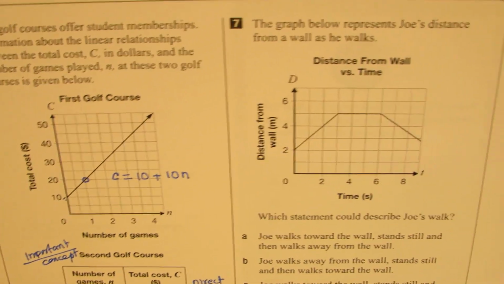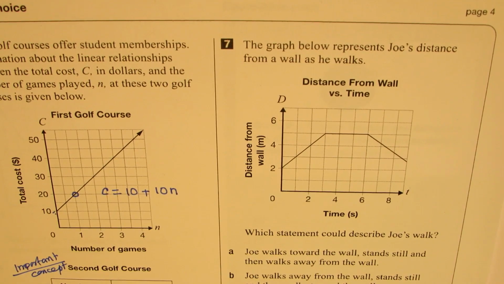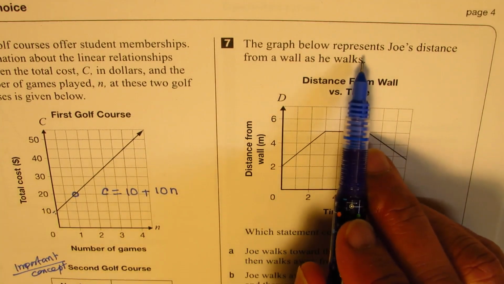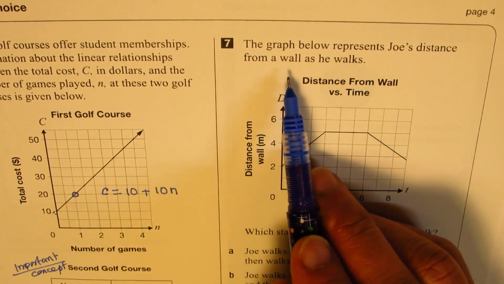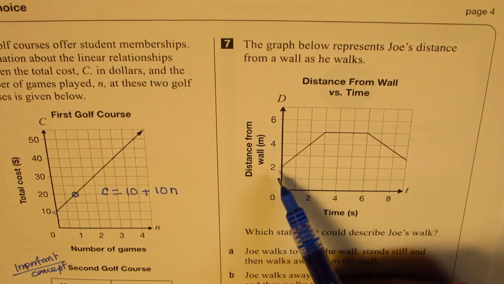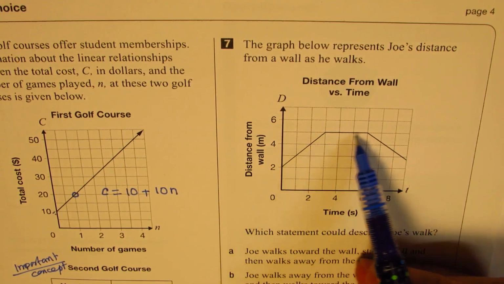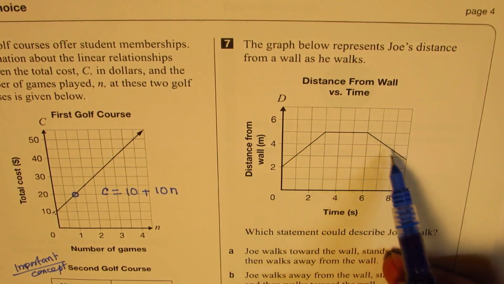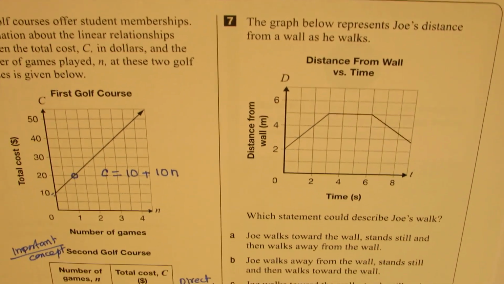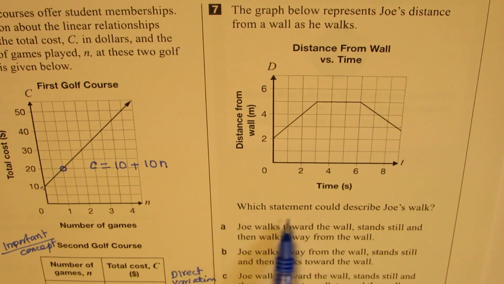Okay, let's move on to question number 7 now. The graph below shows Joe's distance from a wall as he walks. So it's going away, standing still, and then coming towards. That is what it is. Let's see the description. Which statement describes Joe's walk?